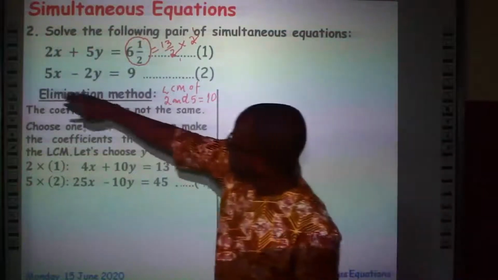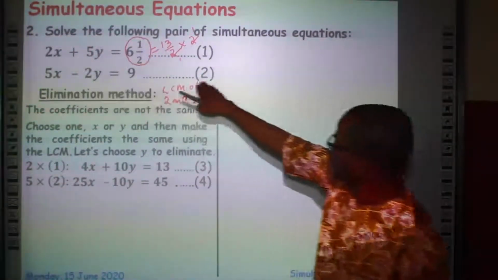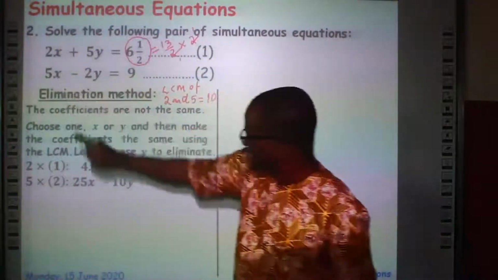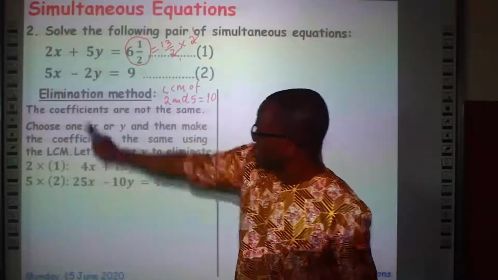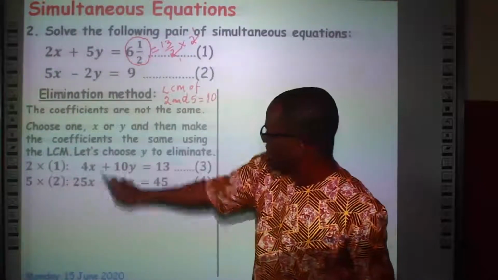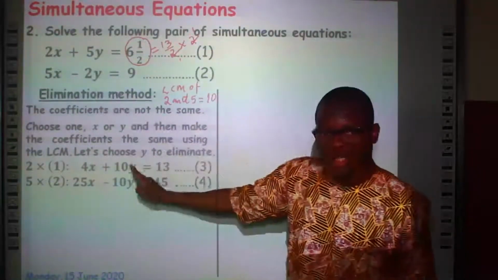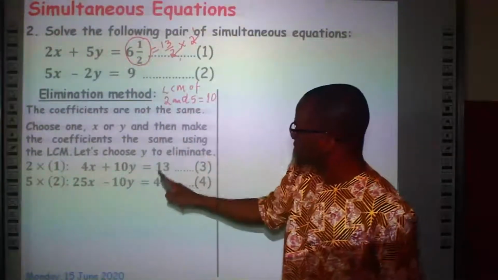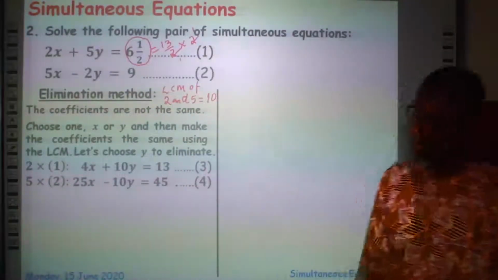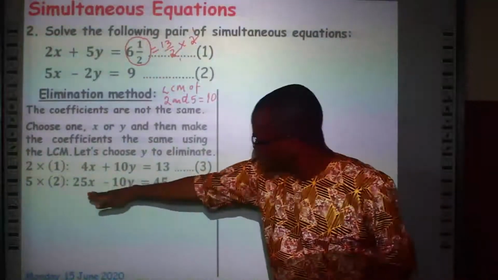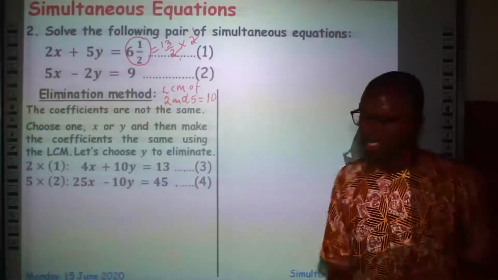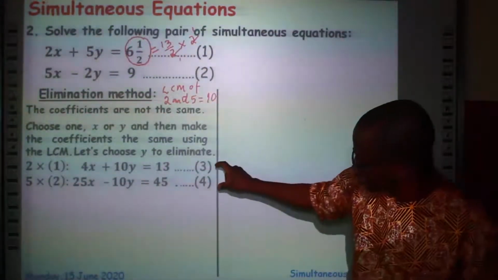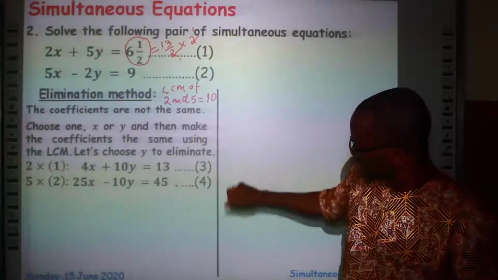Next up, we multiply the whole of equation 2 by 5. So 5 times 5x gives you 25x. Minus 5 times 2y gives you 10y, and that's equal to 5 times 9. That gives you 45. So we have another equation, and we would like to call that equation number 4. So at this point, we will concentrate on these two equations, equations 3 and 4.